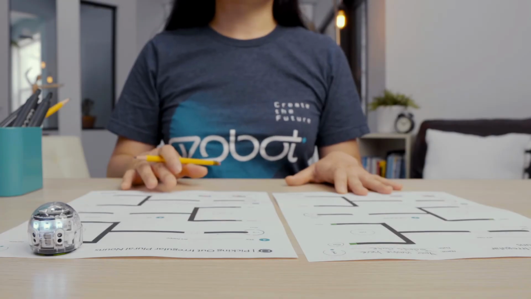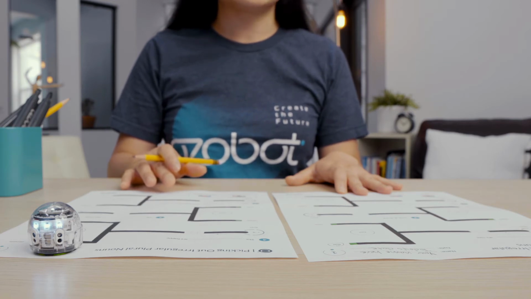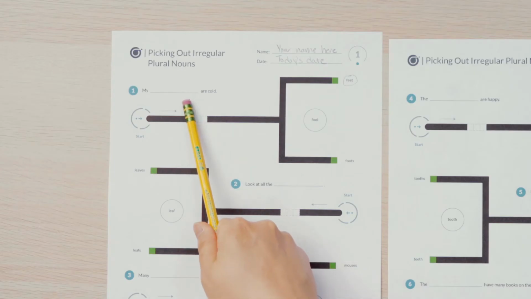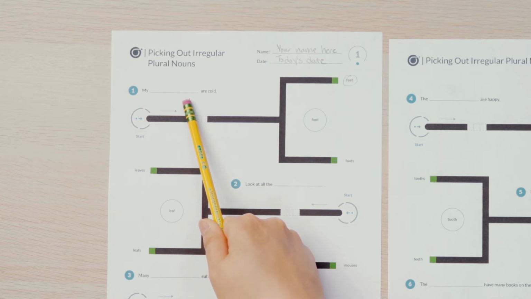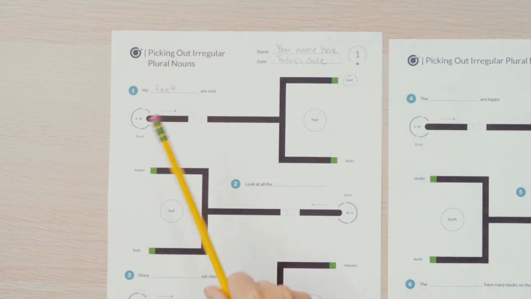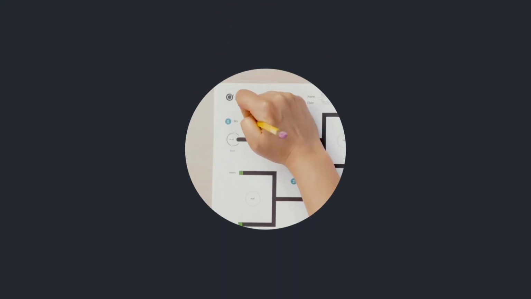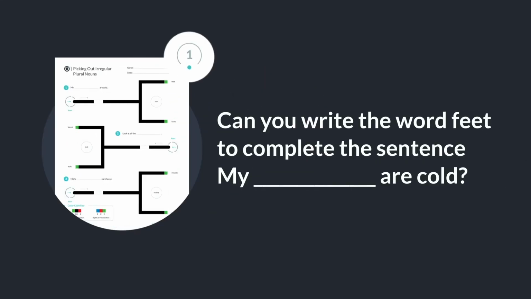After you've chosen the irregular plural noun, you will now check your choice by putting it into a sentence. My sentence says, my blank are cold. I will write the word feet on the line to complete the sentence and then read the sentence to check to see if it makes sense. My feet are cold. That sounds good to me. Can you write the word feet to complete the sentence, my blank are cold?